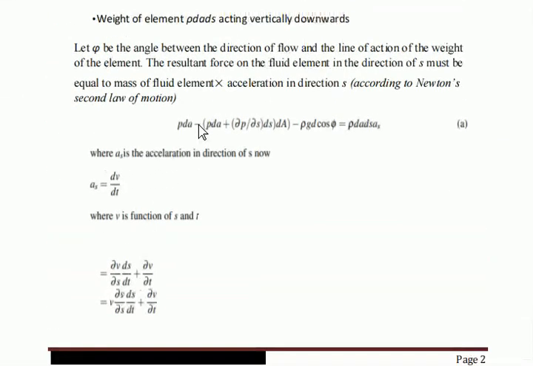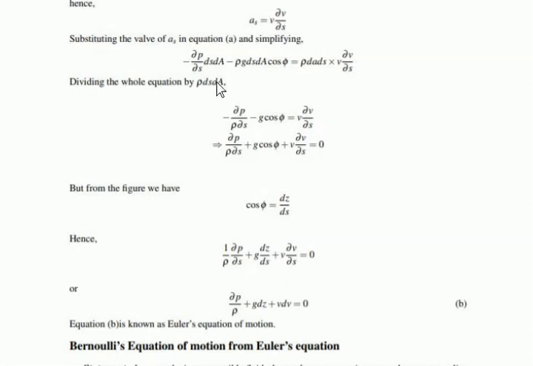Okay, so again we have to substitute all these values in equation a and simplify. See here, this is equation a. So the p dA minus p dA terms get cancelled, this minus is multiplied here, ∂p/∂s into ds dA, and this minus rho g ds dA cos phi is equal to rho dA ds a_s. So that is given here: minus ∂p/∂s ds dA minus rho g ds dA cos phi is equal to rho dA ds into a_s, and a_s is nothing but v ∂v/∂s.